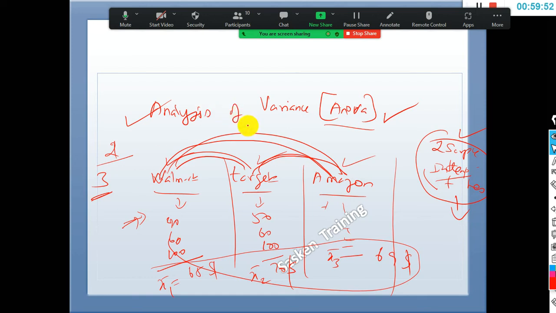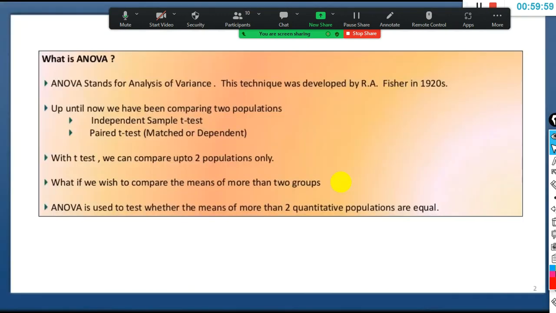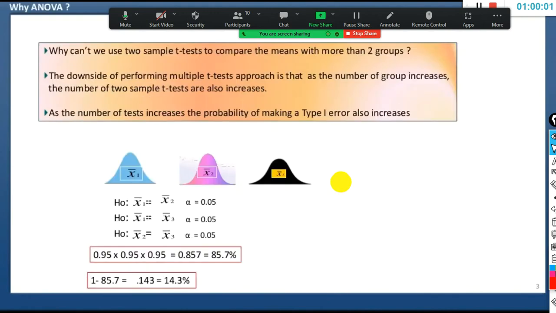Now the question is, why can't I use two independent sample t-test? You would need to conduct it 3 times. In the past, the researchers, scientists, or statisticians were using two independent sample t-test to compare the means of more than 2 groups. Afterwards, someone came up and introduced something called Anova test. With Anova test, you will not run into any issues.